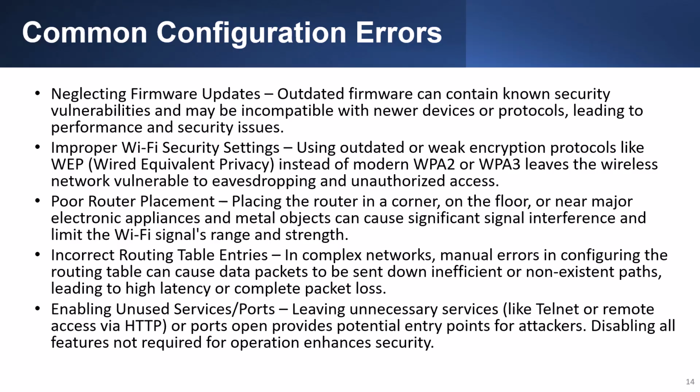Poor router placement. Placing the router in a corner, on the floor, or near major electronic appliances and metal objects can cause significant signal interference and limit the Wi-Fi signal's range and strength. Incorrect routing table entries. In complex networks, manual errors in configuring the routing table can cause data packets to be sent down inefficient or non-existent paths, leading to high latency or complete packet loss. Enabling unused services and ports. Leaving unnecessary services like telnet or remote access via HTTP or ports open provides potential entry points for attackers. Disabling all features not required for operation enhances security.